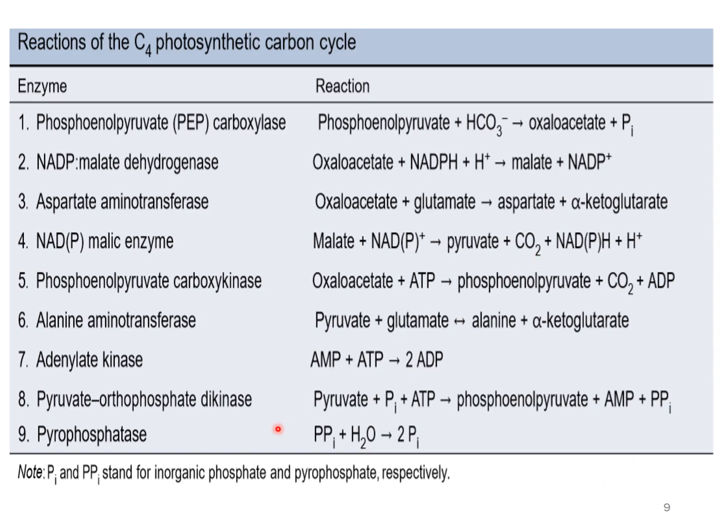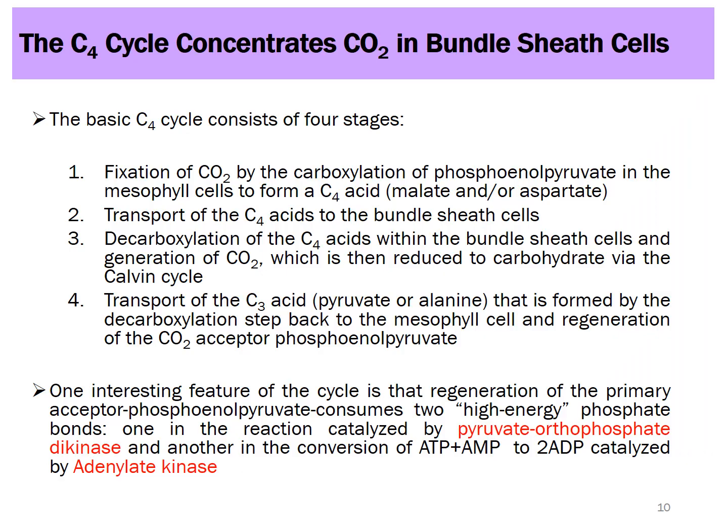As I always give you a summary of the reactions along with their enzymes, here is the list of the enzymes involved in the C4 photosynthetic carbon cycle along with their reactions. The C4 cycle concentrates carbon dioxide in the bundle sheath cells. So the basic C4 cycle consists of 4 stages, as I told you in the previous slide. Number 1 is the fixation of the carbon dioxide into a C4 acid, the malate, or it can be aspartate, and then the transportation of the C4 acid to the bundle sheath cells. In step 3, the C4 acid will decarboxylate and release carbon dioxide, which will be utilized for the Calvin cycle. And in step 4, the C3 acid, which can be pyruvate or alanine, is transported back to the mesophyll cell and regenerates the carbon dioxide acceptor phosphoenol pyruvate.